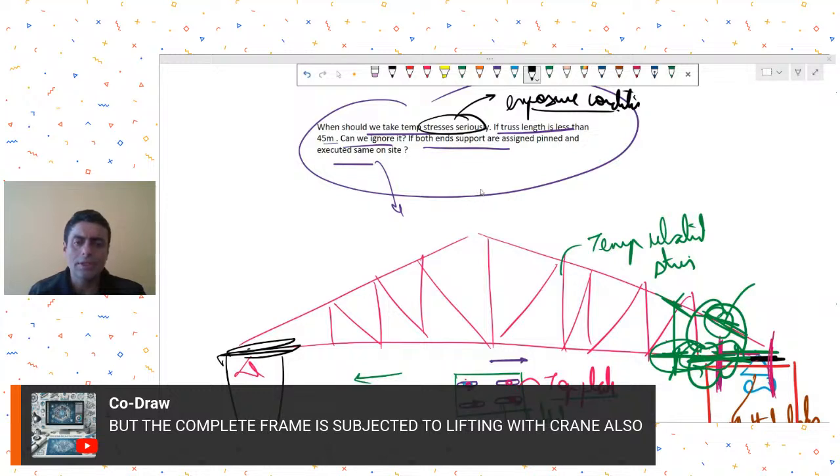So the short answer is that you have to take temperature stresses. It does not depend on the span. The magnitude of temperature stresses can vary with span, but as a designer, you should consider it. So I'm not saying you ignore it. Okay. You have to consider it, and then as per your end conditions, your member forces will be generated, and for that you need to include it in your design.